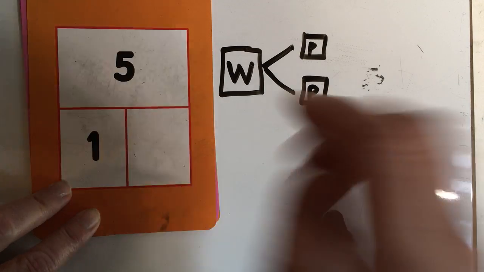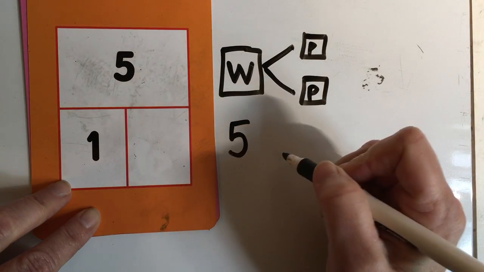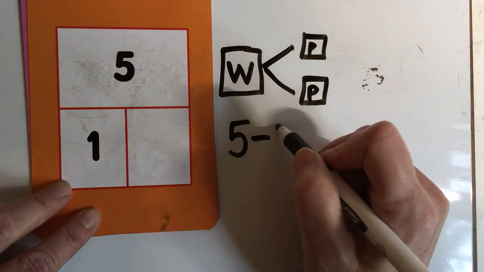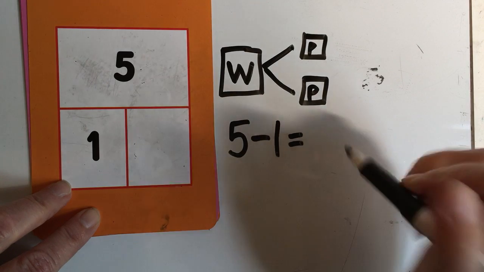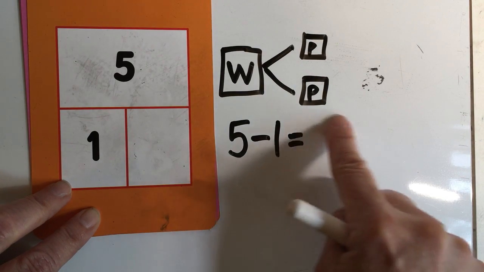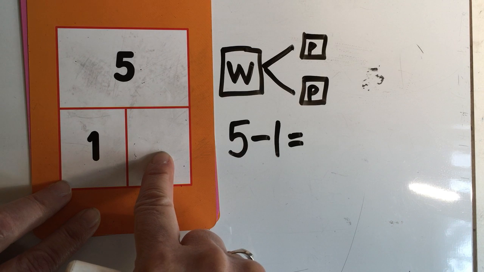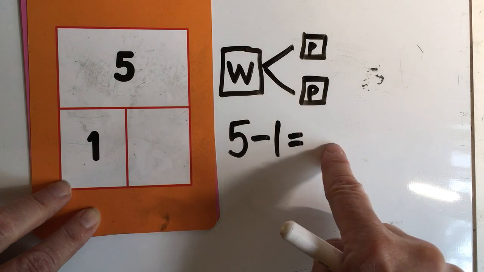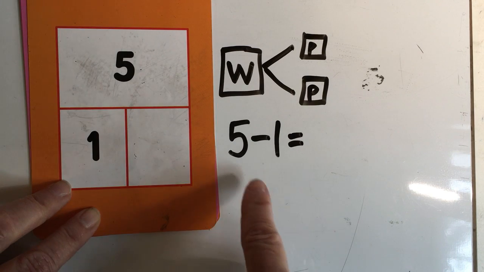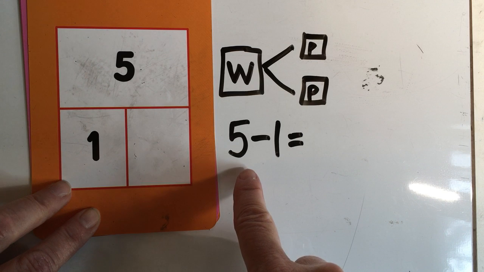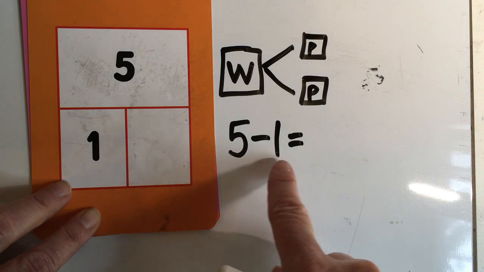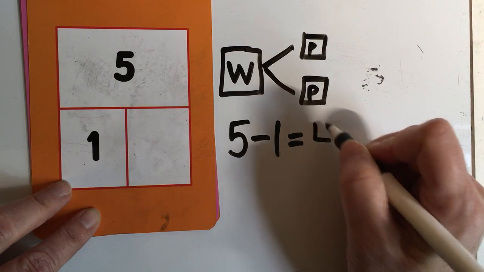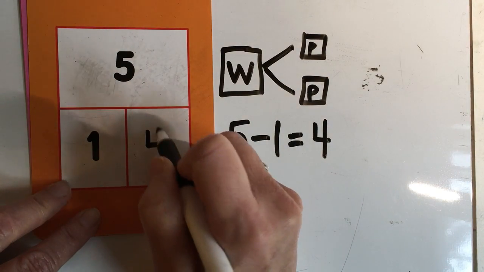I know since I'm missing a part, I'm going to use subtraction, right? So I'm going to start with my whole, 5, and then I'm going to subtract the part that I know, 1, and then I'm looking for the answer here, which is that mystery number in that number bond. So 5 minus 1 equals blank. So you know the answer to this. What is 5 minus 1? Yeah, it's 4. So I could fill in a 4 right here.